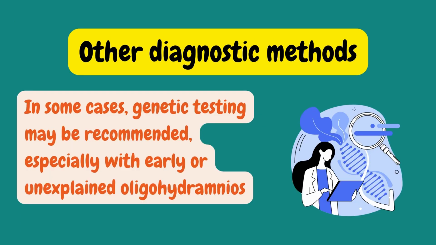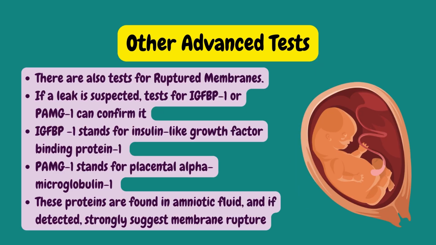In some cases, genetic testing may be recommended, especially with early or unexplained oligohydramnios. There are also tests for ruptured membranes. If a leak is suspected, tests for IGF-BP1 or PAMG-1 can confirm it. IGF-BP1 stands for insulin-like growth factor binding protein 1. PAMG-1 stands for placental alpha-microglobulin 1. These proteins are found in amniotic fluid, and if detected, strongly suggest membrane rupture.